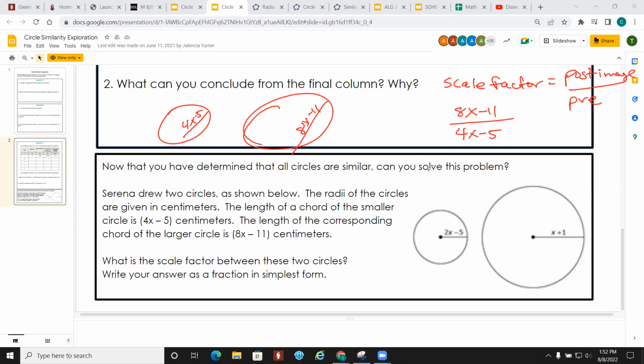Nothing crazy. Now what they did down here is they gave you the radius to give you another option for figuring out the scale factor. But if you took this right here and you multiplied it times this, you would get x plus 1. We're not going to do that right now because I think that's a little too much. We're just going to leave that alone.